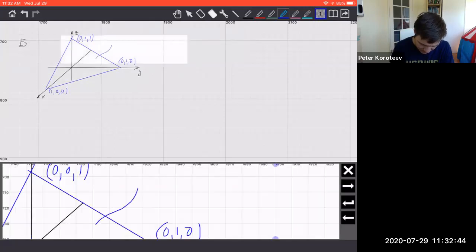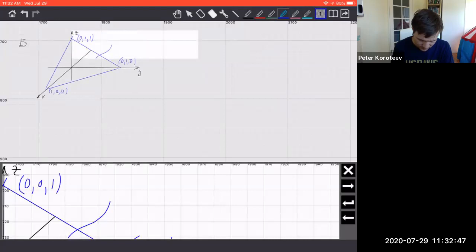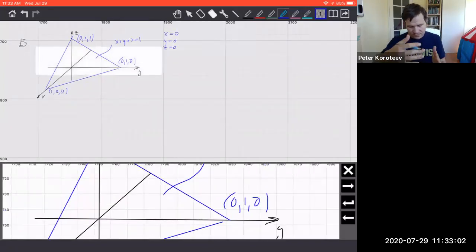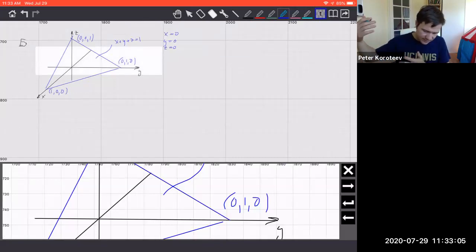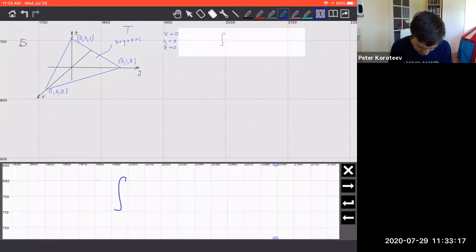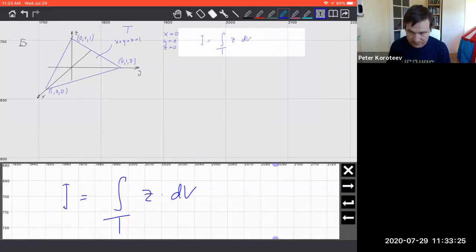We know what the equation of this plane is. It's x plus y plus z equals 1. So it's bounded by this plane and the planes x equals 0, y equals 0, z equals 0. So it's a tetrahedron cut out by these four planes. It belongs entirely to the first octant. Let's call this tetrahedron T, and we want to find the integral of the function, say, z over T. So that's the integral I that we want to calculate.